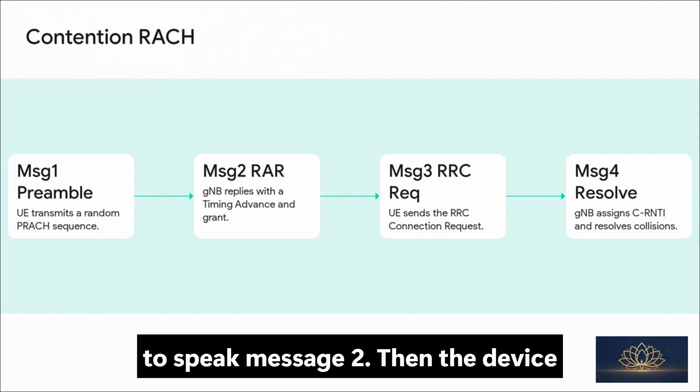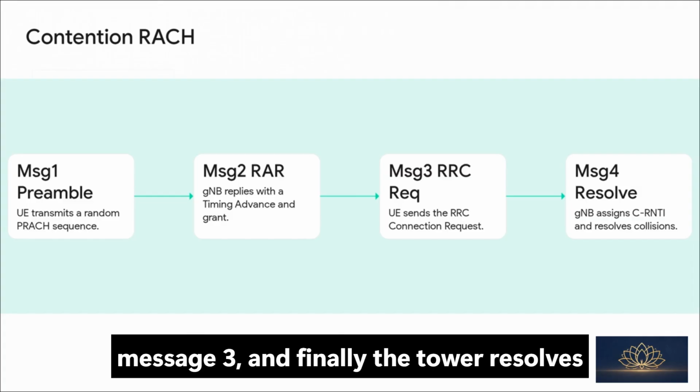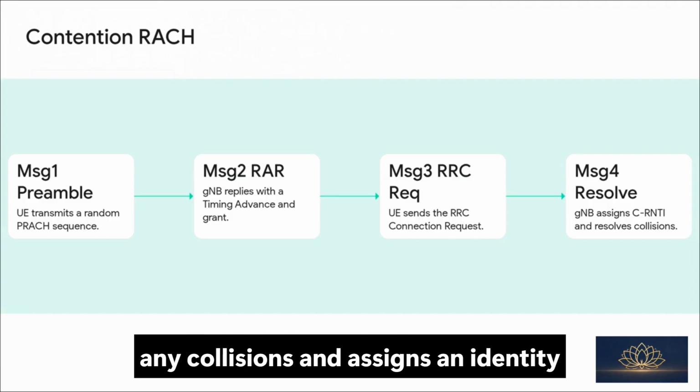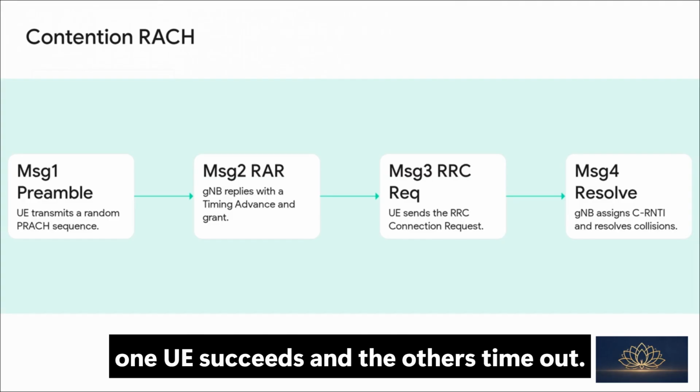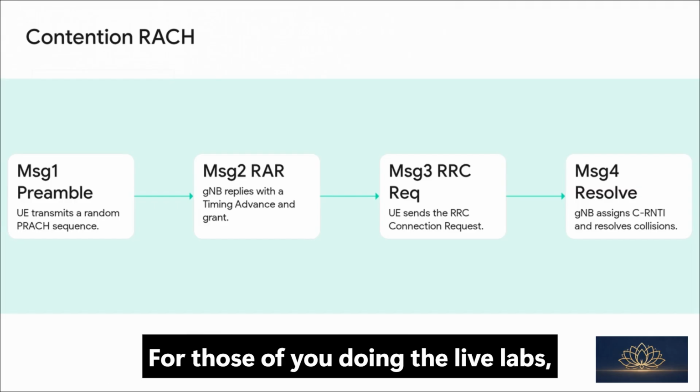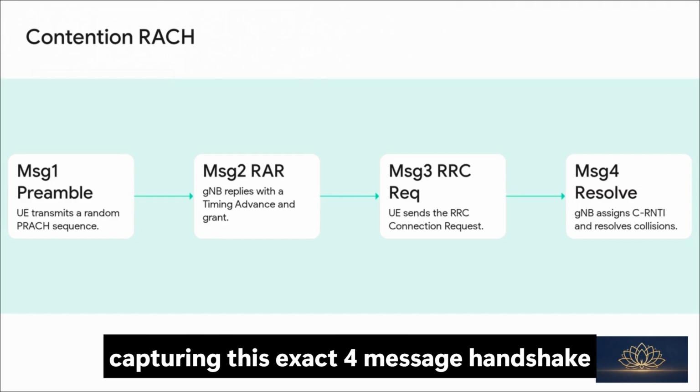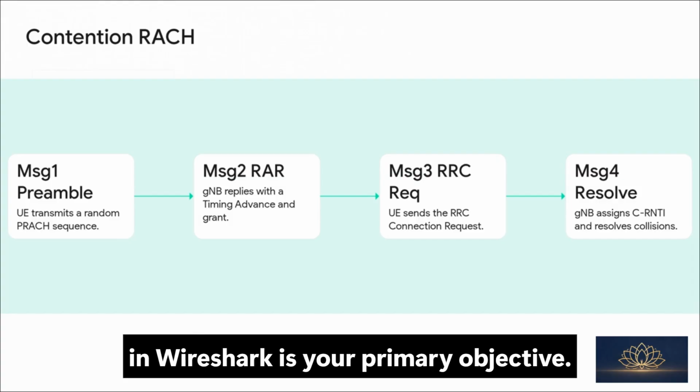Then, the device formally requests an RRC connection, message 3. And finally, the tower resolves any collisions and assigns an identity, message 4. If a collision happened, only one UE succeeds and the others time out. For those of you doing the live labs, capturing this exact 4-message handshake in Wireshark is your primary objective.